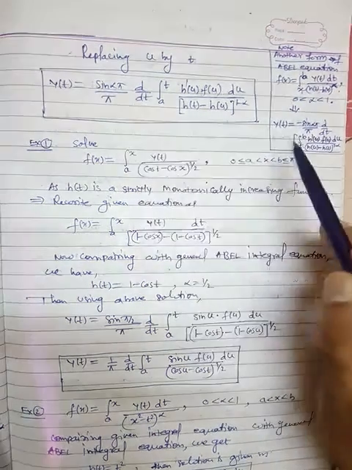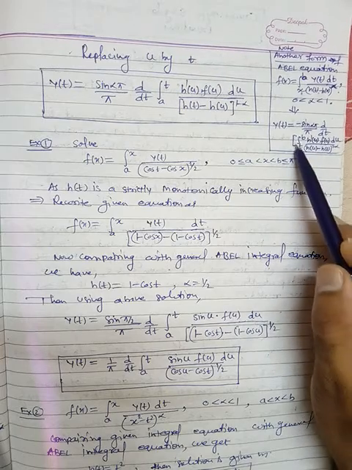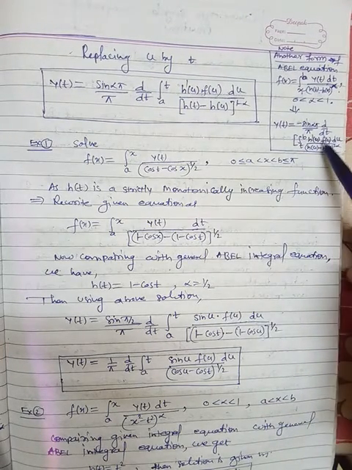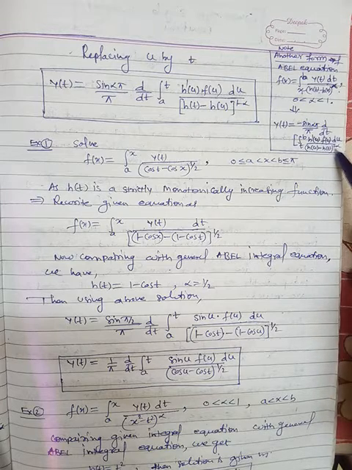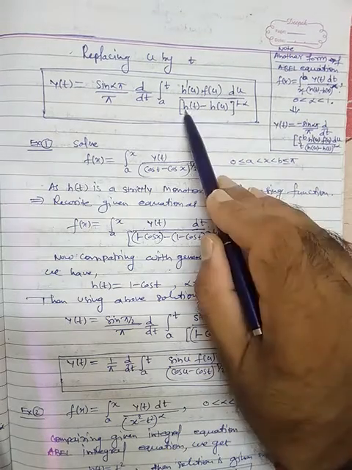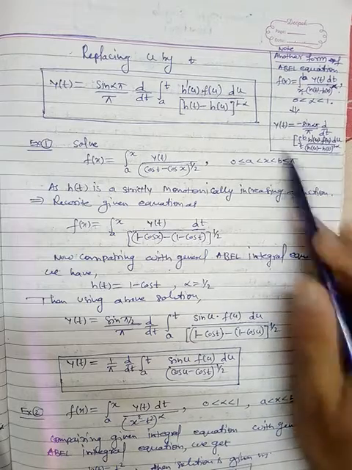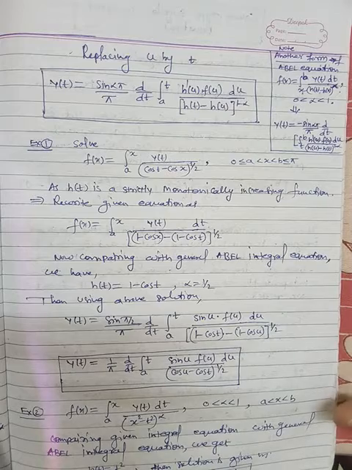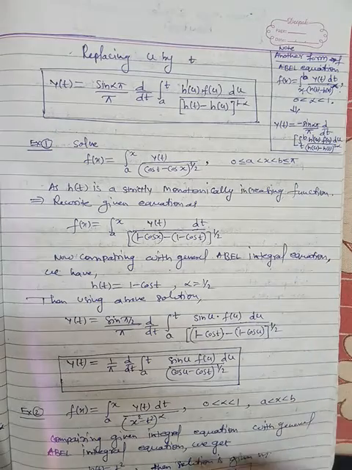sin alpha pi divided by pi, d by dt, the limit a to t becomes t to b, h dash(u) f(u) divided by (h(u) minus h(t)) raised to the power 1 minus alpha du. So here it was h(t) minus h(u), here it is h(u) minus h(t). Fine. So this will be the change and finally this is the solution. I hope you understand. So this is another form of Abel integral equation.